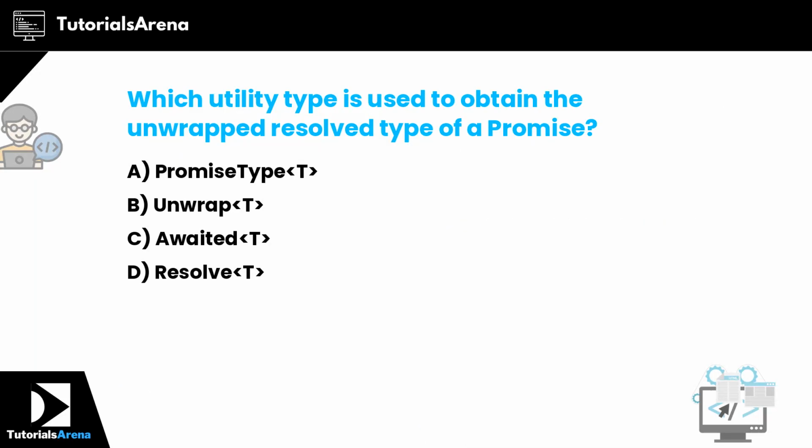Which utility type is used to obtain the unwrapped resolved type of a promise? The correct answer is option C, Awaited<T>.